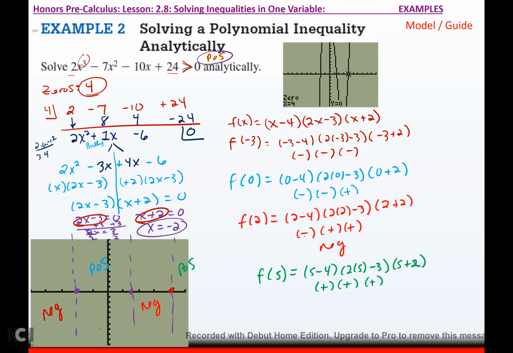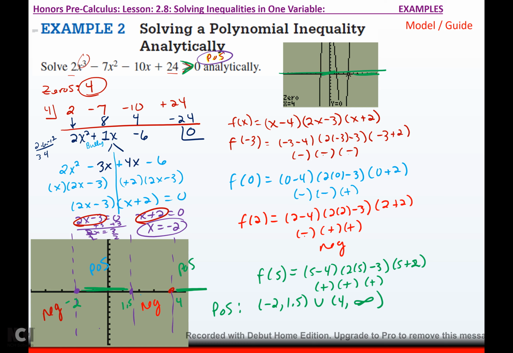So, since all they wanted to know was when my function was greater than 0, meaning positive, it's this section and this section. So, it goes starting at, what was this, negative 2, and this is 1.5, and this is 4. So, it's positive from negative 2 to 1.5, union 4 to infinity. There's where my function is positive. And you can see from the graph, here is positive and here is positive. Everything else is below the x-axis.